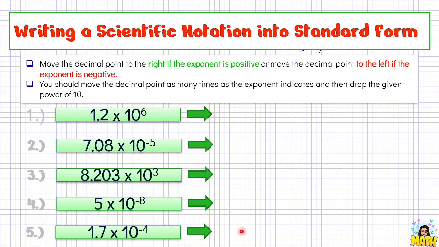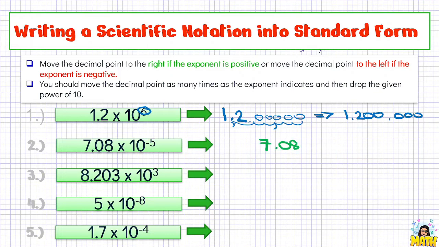Here, let's get the value of a, that is 1.2. And because our exponent is positive, we will be moving it to the right 6 places, and then add zeros. This will become 1,200,000.